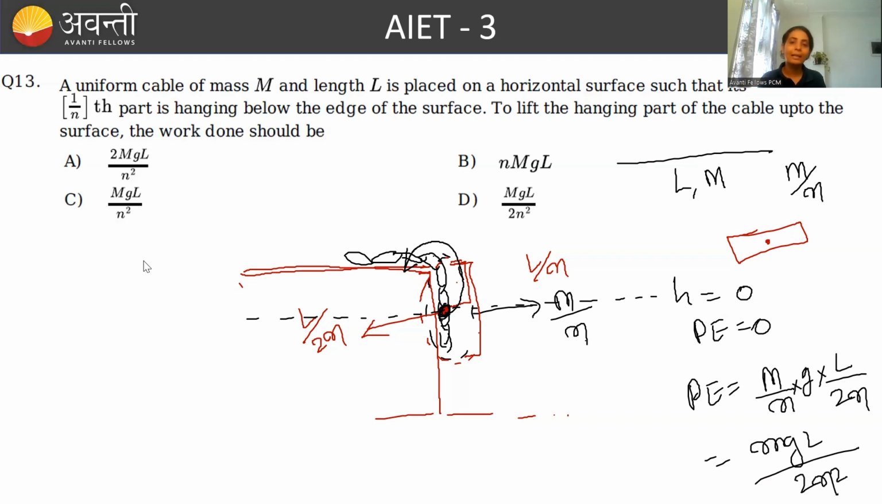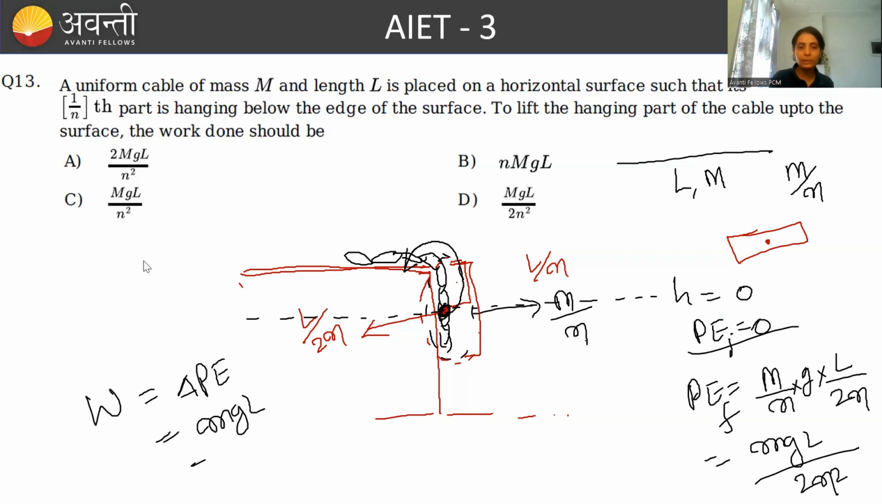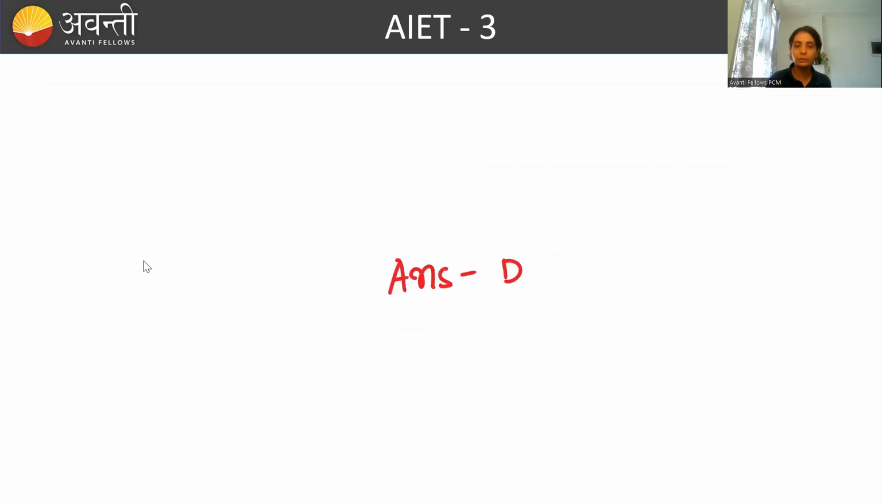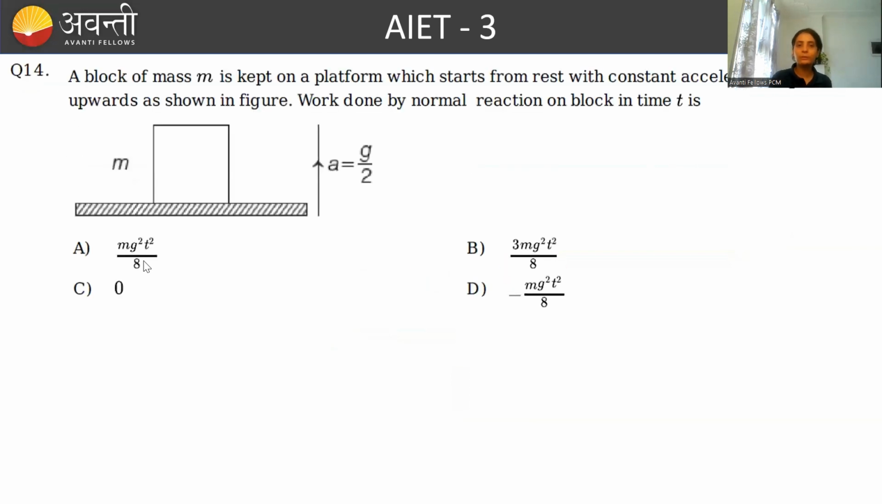Initial potential energy is 0. Final potential energy will be mgL by 2n square. So what will the work done be? Change in potential energy, right? Because the force involved here is a conservative force, we can write it like this. This will be equal to mgL by 2n square. So the correct answer will be mgL by 2n square. Now let's move on to the next question.